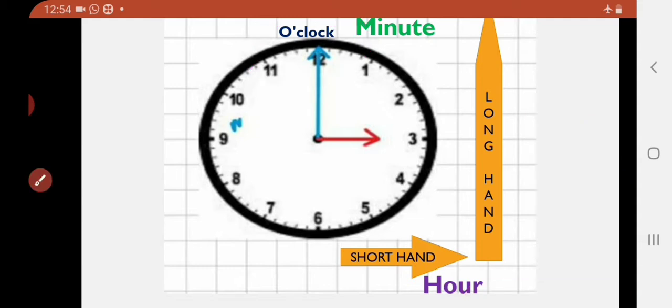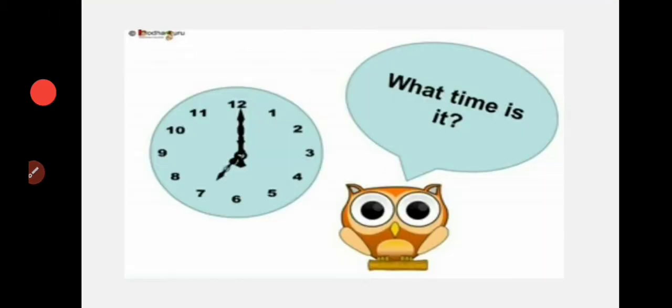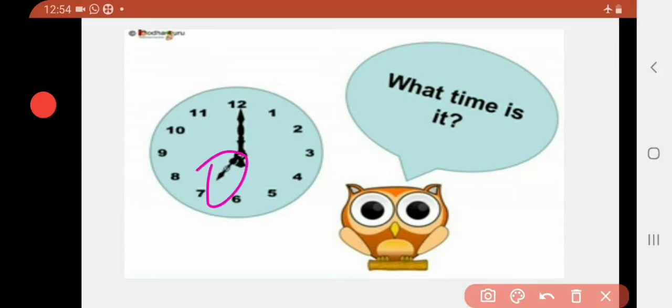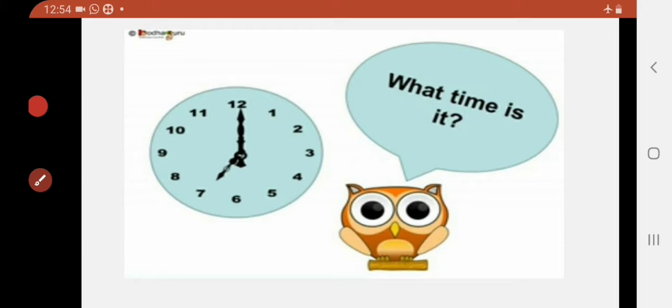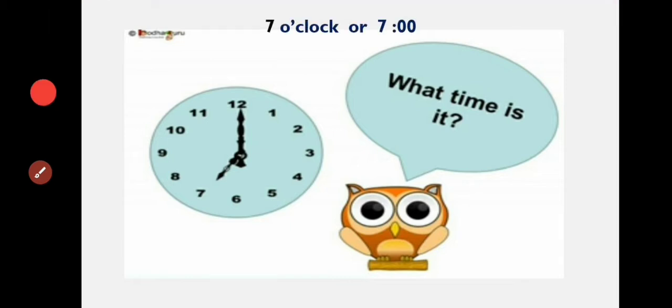So let's have some more examples for better understanding. Now again you can see the long hand is at 12 and the short hand is at 7. Now what time is it? It is 7 o'clock or 7:00. You can write the time in two ways.